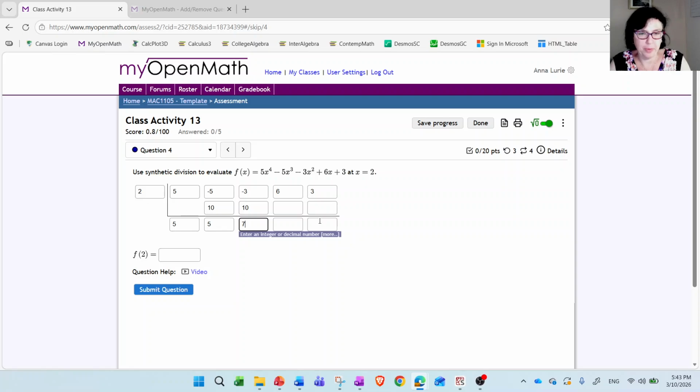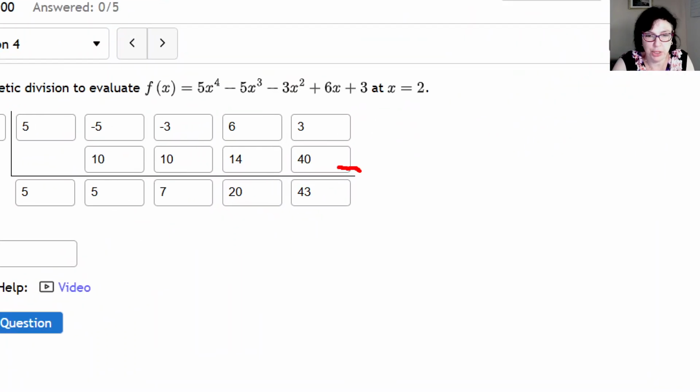Multiply 7 by the box, that's 14. 6 plus 14 is 20. Multiply 20 by the box, 20 times 2 is 40. Finally, add up these last two numbers and get a 43. So our remainder turned out to be 43.